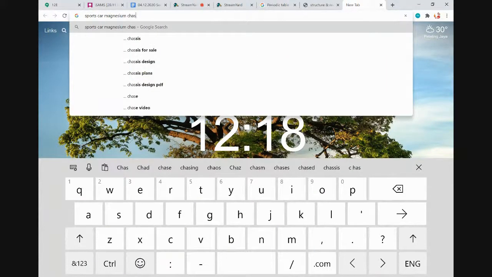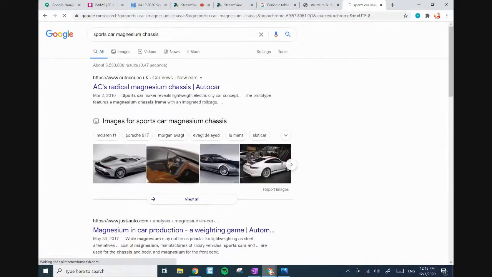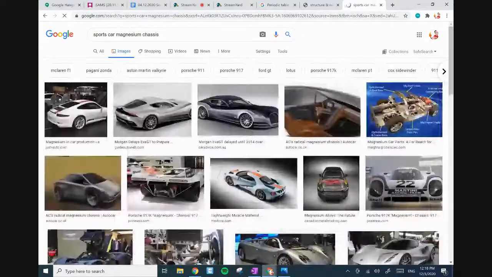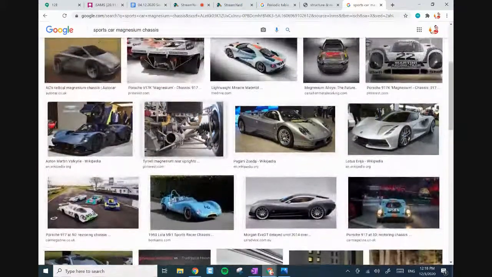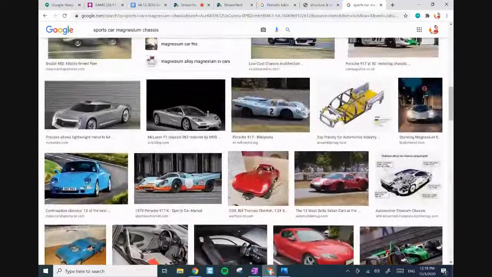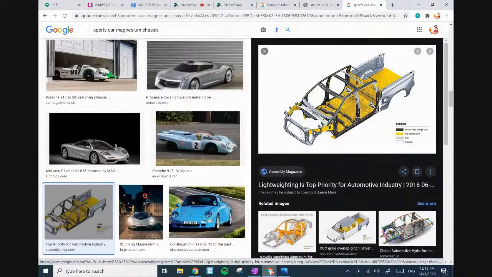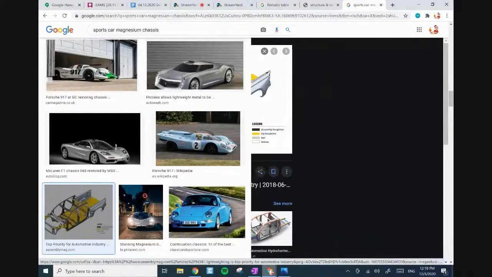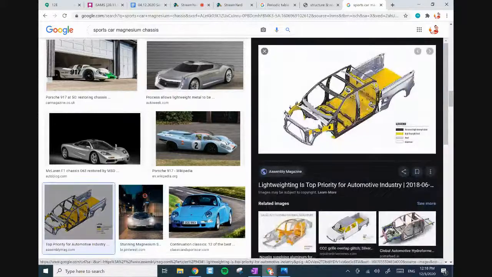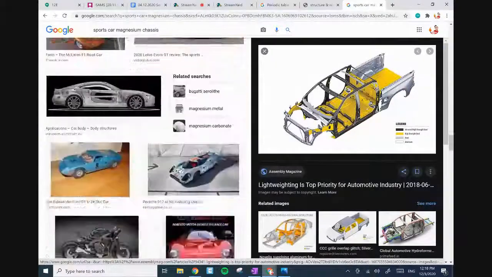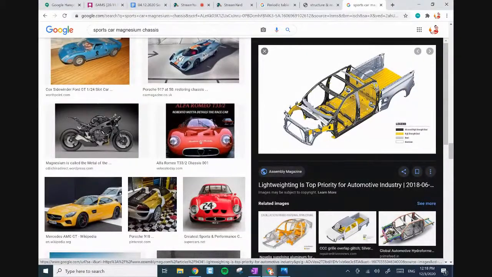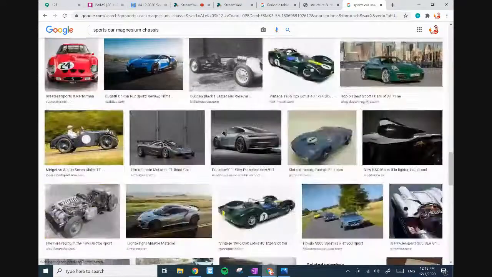Let's see if I can find a picture of chassis. Let's have a look. Right. So they started using magnesium for MG engine cradle. Yeah. They started using it for sports cars to build really lightweight frames. High strength, but low weight. That's, of course, what sports cars are all about.